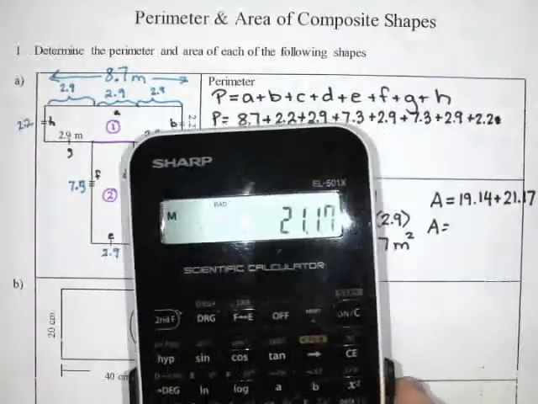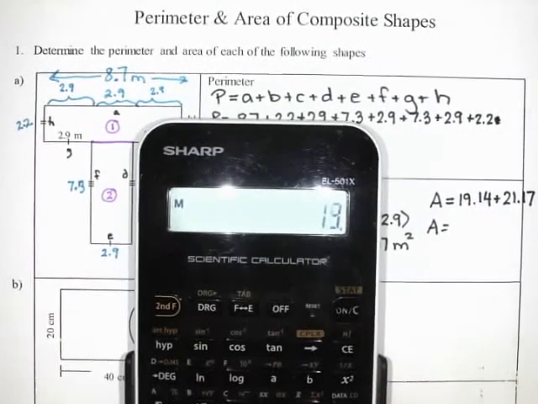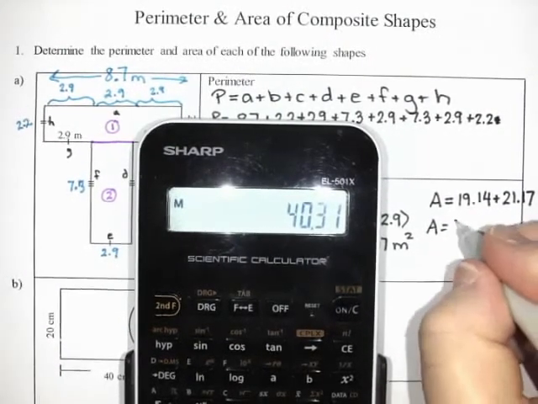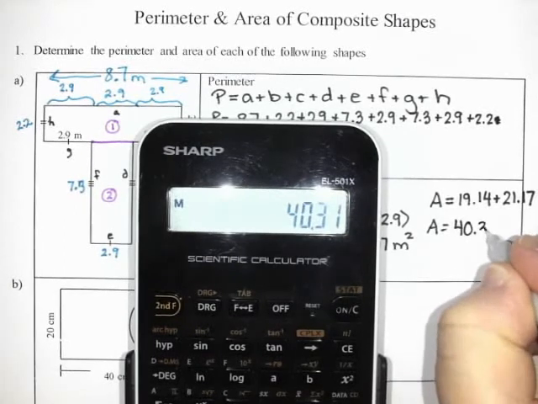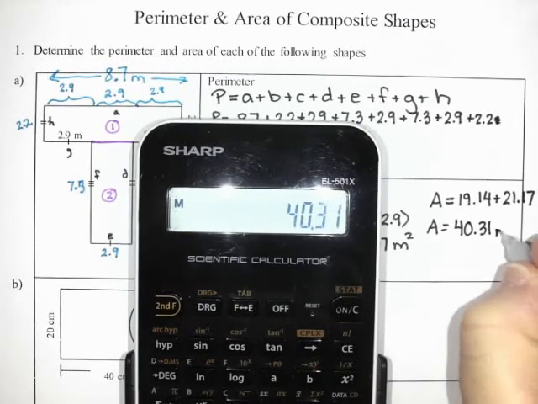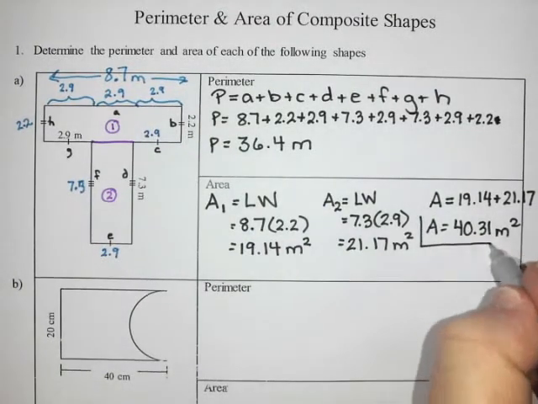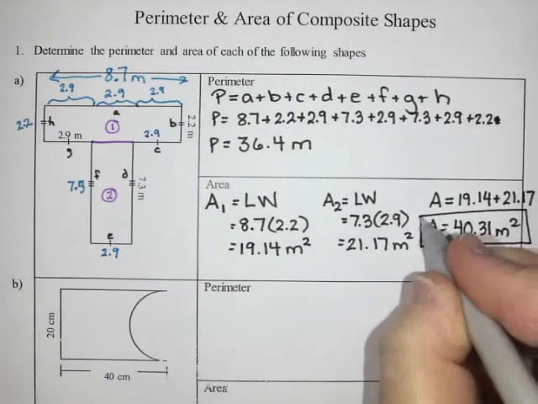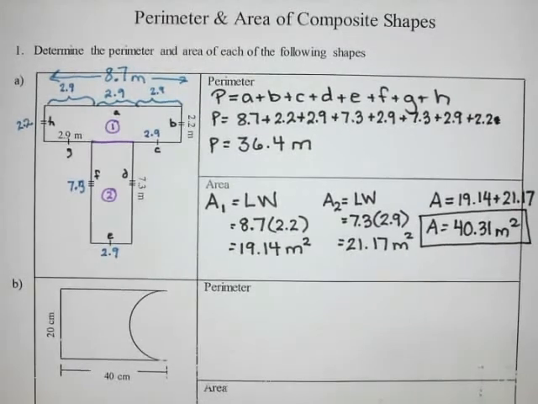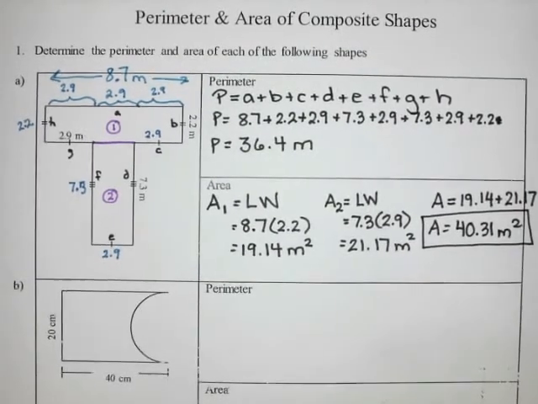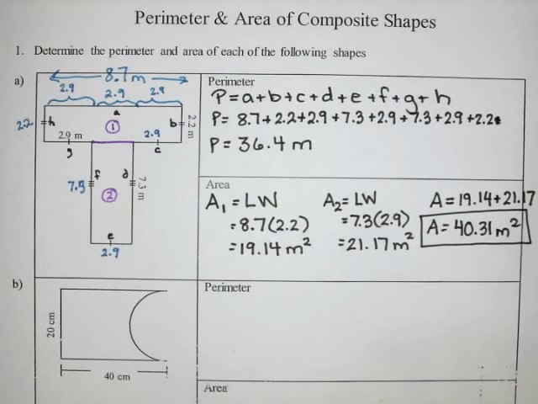I get a grand total area of 40.31 meters squared. I'm going to draw a box around that one to draw attention to the fact that it is my final answer, because there were so many answers on the page. You can watch the next video if you want to find out how to do part 1B.